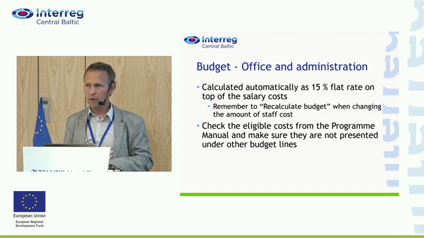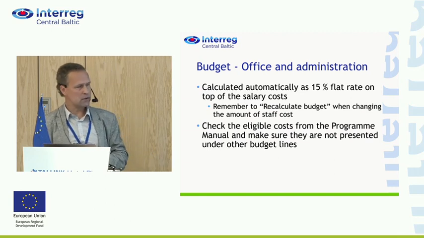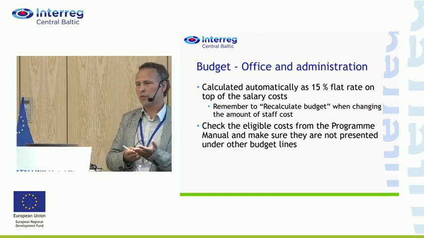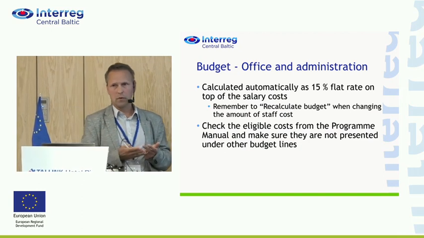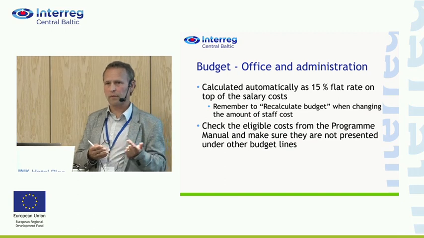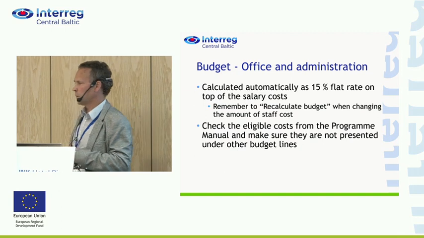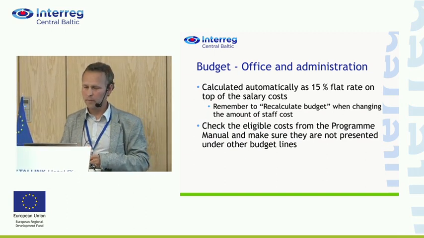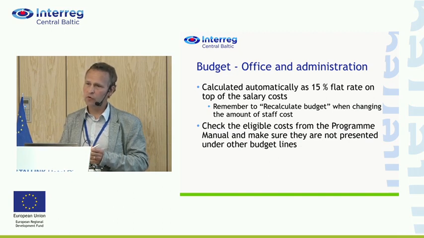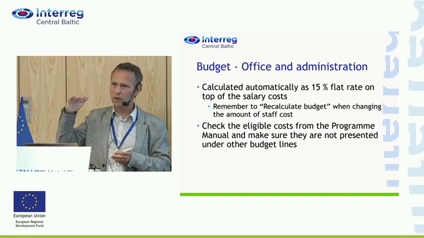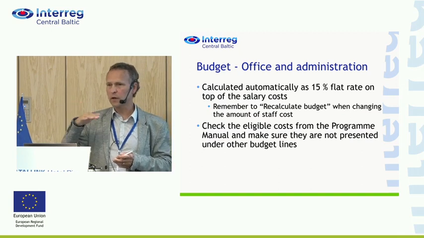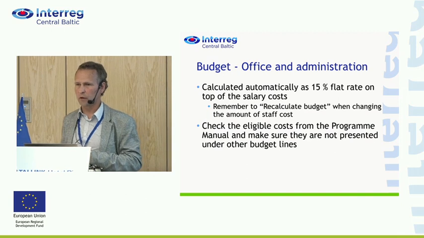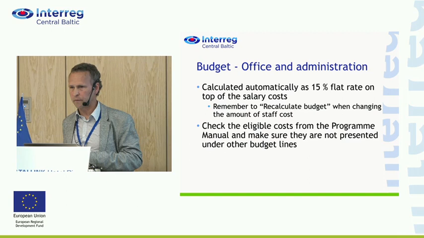And what are the costs that go under this office and administration? They are overall costs like rent of the room, insurance, communication, I mean telephones, also... it was in my head and flew away, what I wanted to say. Check these costs in the program manual. They are listed there. What kind of costs go under the office and administration? It means that you cannot budget them separately on the other budget lines. You can't ask additional money for renting rooms, for example.